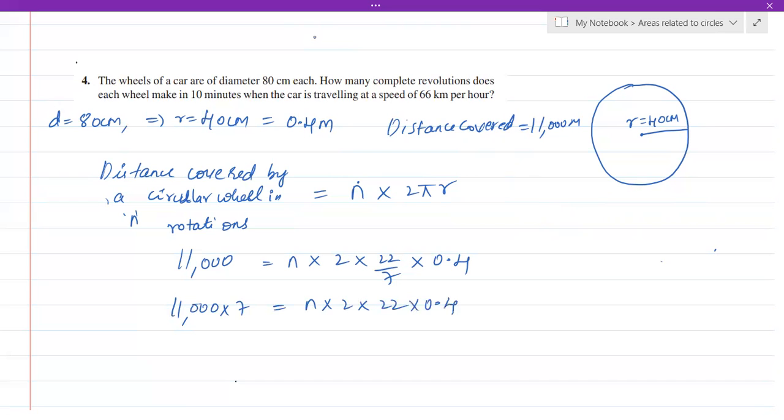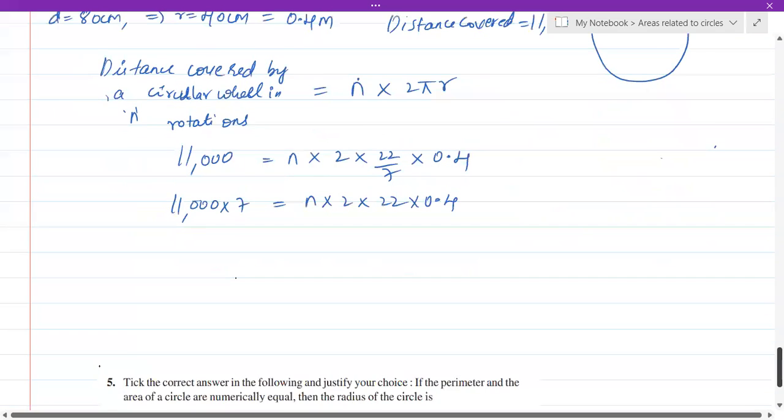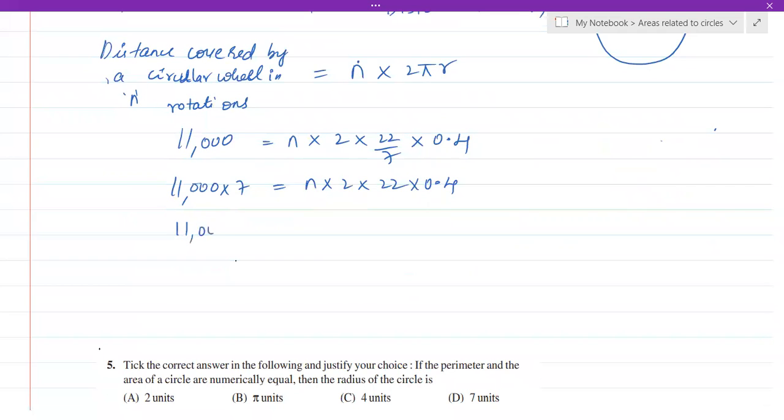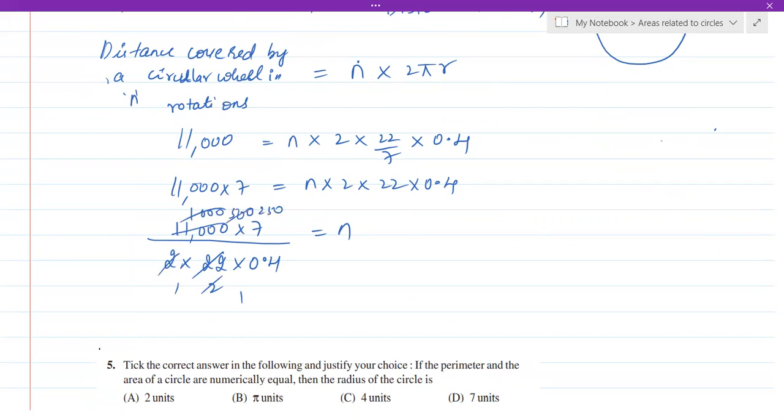Do not multiply yet, because the numbers will always be in such a way that they get cancelled. So 11,000 into 7. We need n, we don't need the other numbers, and since they are in multiplication, if they go to this side, it will become division. So divided by 22 into 0.4, that will be equal to n. Now you can cancel. 11 2s are 22, and the 1000 remains as it is. Now 2 1s are 2, 2 500s are 1000, 2 250s are 500. So what we have got here is 250 into 7 divided by 0.4, that is equal to n.